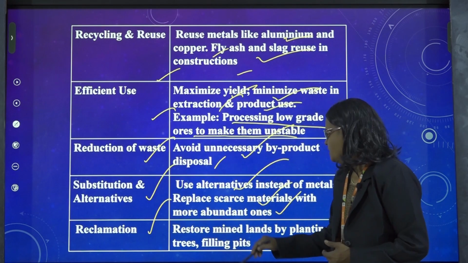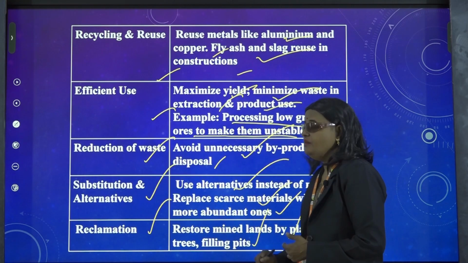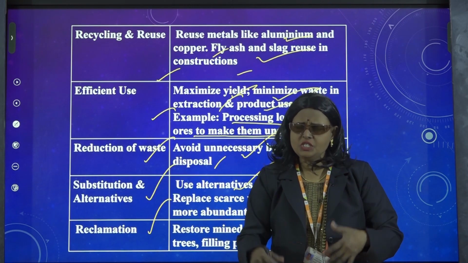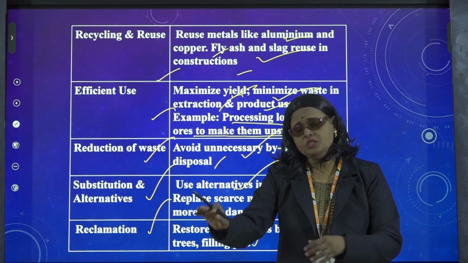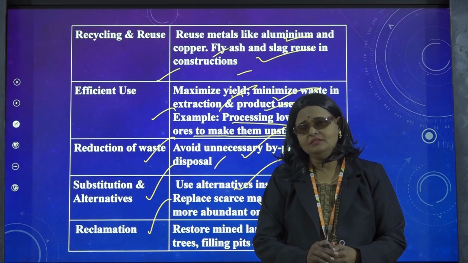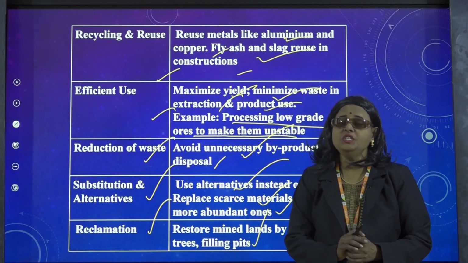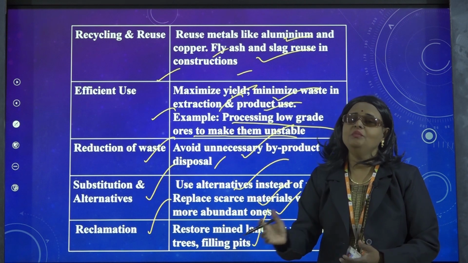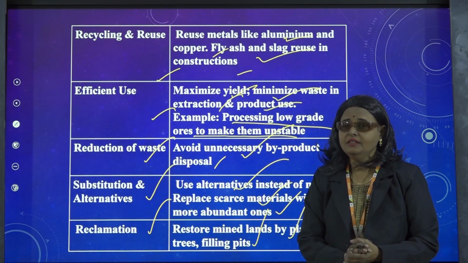Reclamation, I told. Restore mined lands by plantation, filling pits. That's very important. After closing of the mine, you restore it. In reclamation, I told, okay, grow some plants, vegetation, make garden, make park. Okay, so these are some of the examples by which we can control the issues and also conserve the minerals. Is it clear?